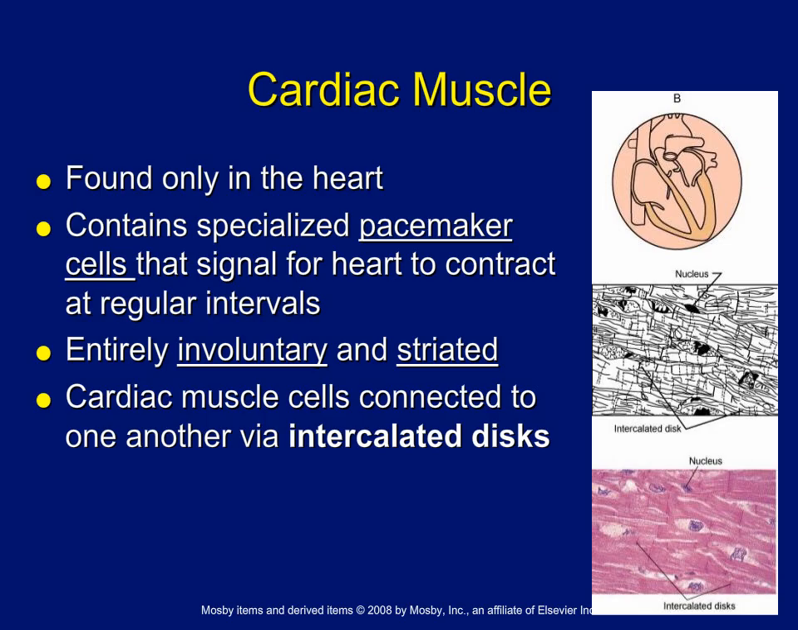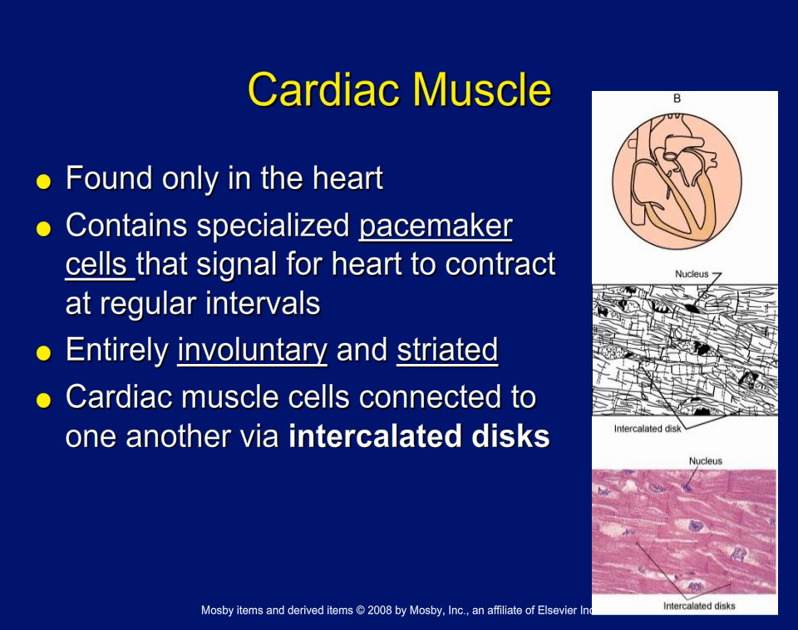Okay, and our last muscle type is cardiac muscle. If you've taken medical terminology or just watched TV, you know that cardiac means heart, and so cardiac muscle tends to be found only in the heart. Now, cardiac muscle is striated, just like skeletal muscle was, but the cells are very, very short, and they're connected to each other by something called intercalated discs.